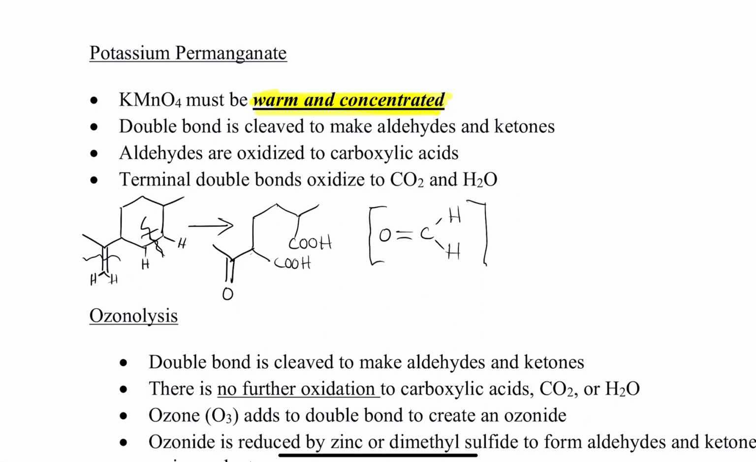This terminal double bond, which is going to be the bottom portion of our double bond, is going to further oxidize to carbon dioxide and water. If we were to add another double bond to this ring and cleave it, then we'd have another carbonyl group, and then we'd have 2 moles of carbon dioxide.